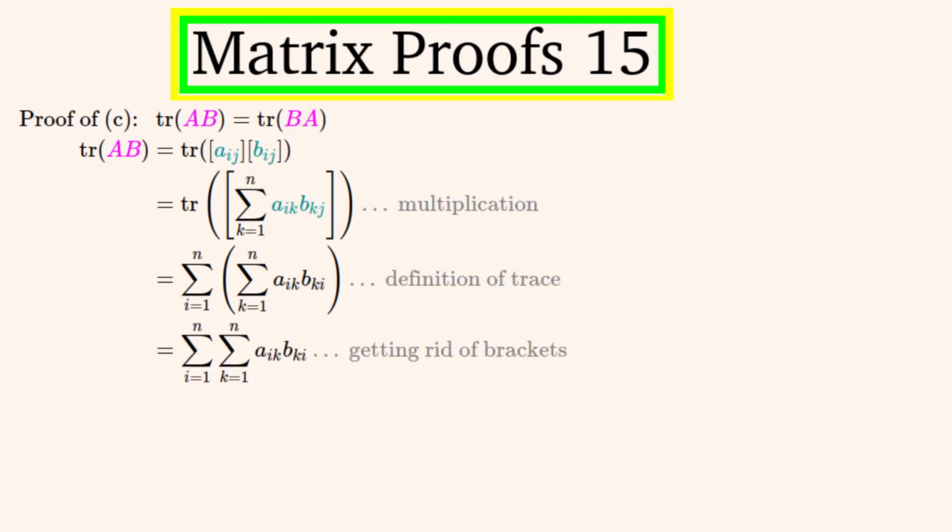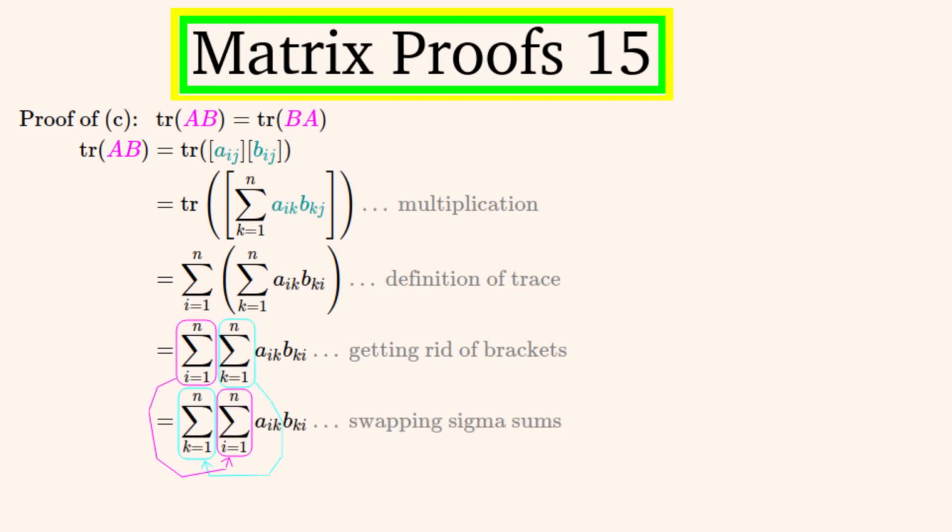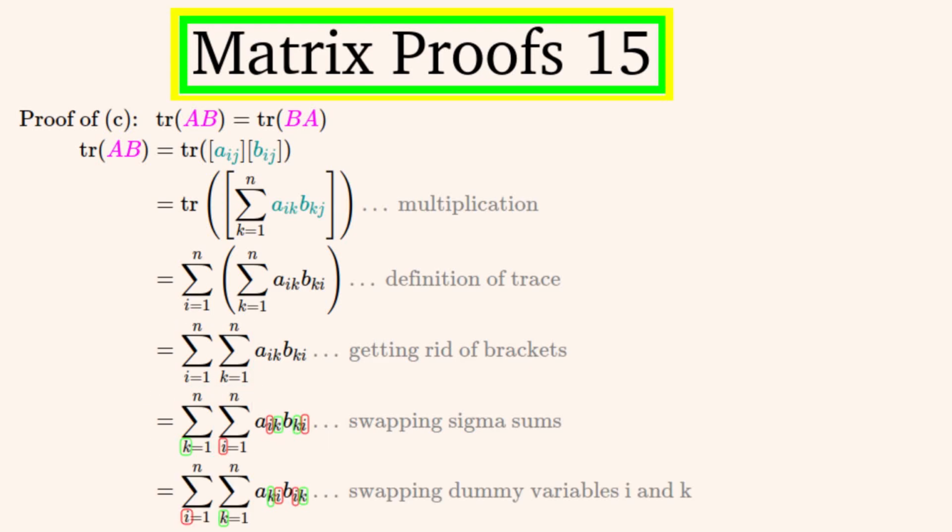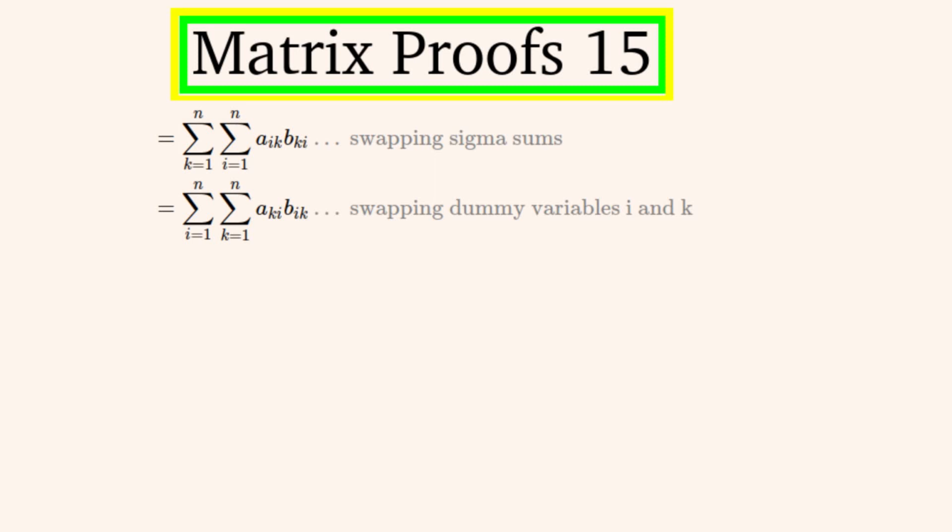Then we can get rid of the brackets because there isn't a dependency of these variables on each other to require them. We can swap the sigma sums, putting the sigma sum with k on the outside. Then we can swap the dummy variables i and k. This will cause the sigma sums to be swapped again. I'll just scroll the screen up so as to make more room to write more stuff. Then we can swap the a and b variables around, which we can do because it doesn't affect the sum.